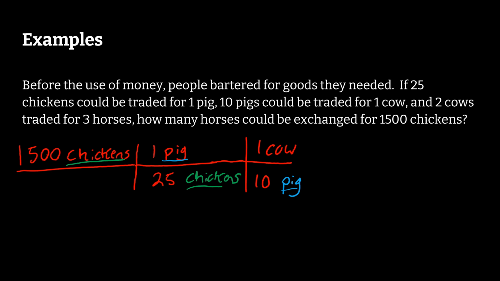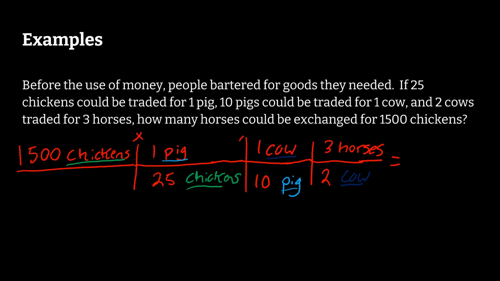Now that we are in cows, we are able to do one more conversion to convert the cows over to horses. And we're going to expand this just one more time. Same process. We have cow on top, which means that we're going to have cow on the diagonal. Now, this last conversion tells us that 2 cows can be traded for 3 horses. And we're able to solve.